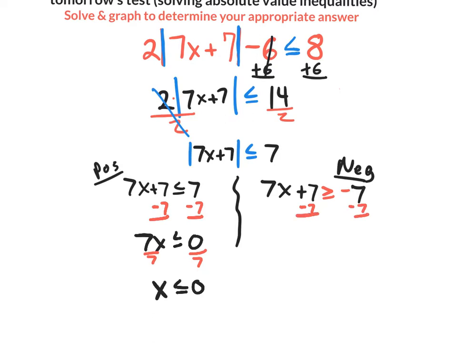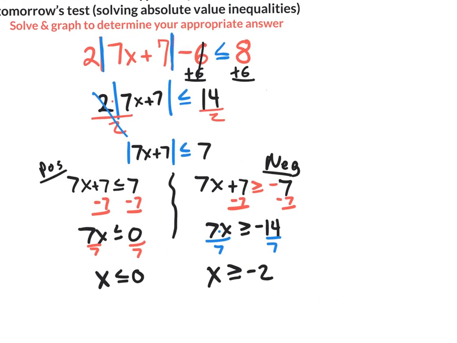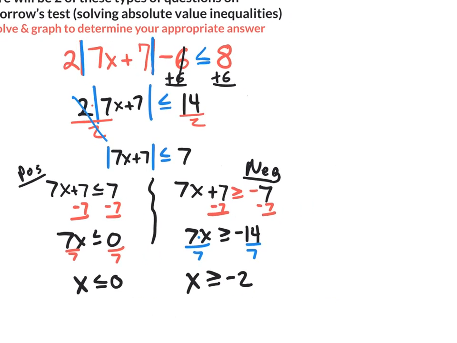We'll end up with 7x is greater than or equal to negative 14. Final step will be divide by 7, divide by 7. We do not change the inequality. It stays the same. We didn't divide by a negative. It stays greater than or equal to negative 2. So we must go to a number line to determine whether we write these answers together or separate, right?